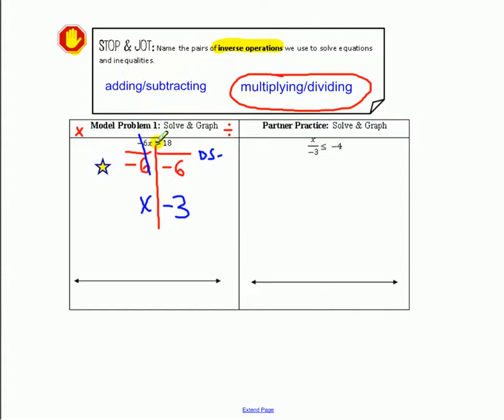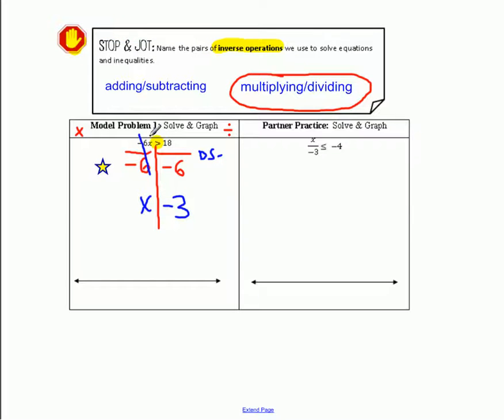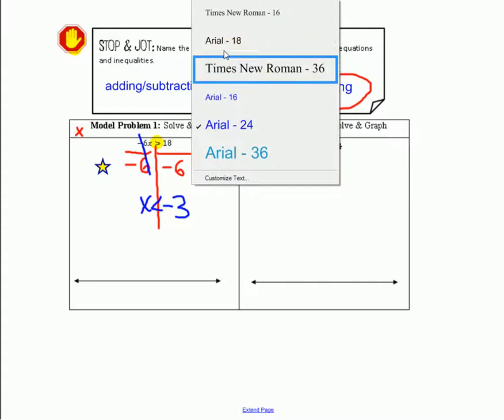So in order to compensate for that, I have to change this greater than sign into a less than sign. So that is something that's fairly new. That's why it requires a star, and it also is going to require some notes.